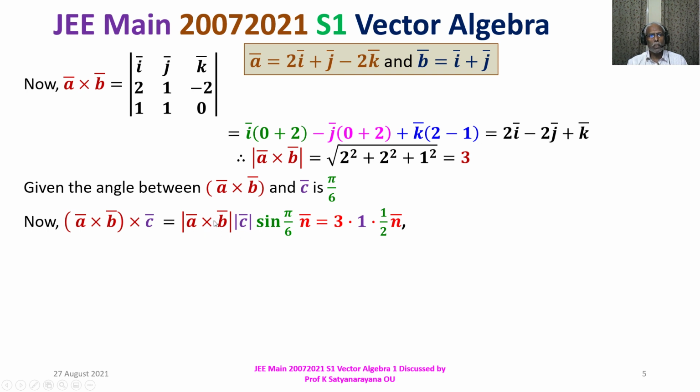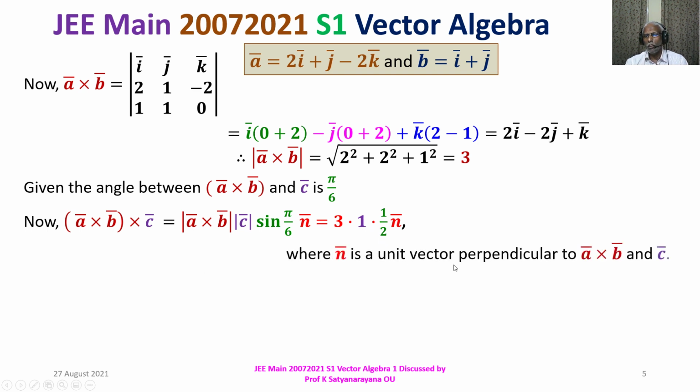And modulus of A bar cross B bar is 3. Modulus of C bar, we have seen it as 1. Sine pi by 6 is 1 by 2. And we take the modulus now, where n bar is a unit vector perpendicular to A bar cross B bar and C bar. Take the modulus on both sides. Modulus of this is equal to modulus of 3 by 2 into n bar, and modulus of n bar is 1 because it's a unit vector. Therefore, it is 3 by 2.